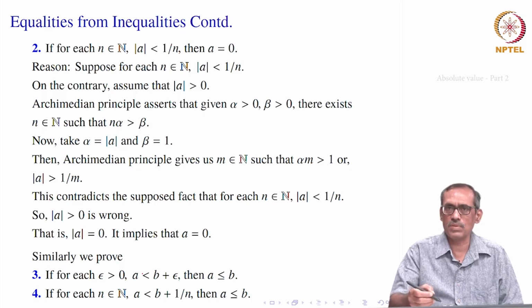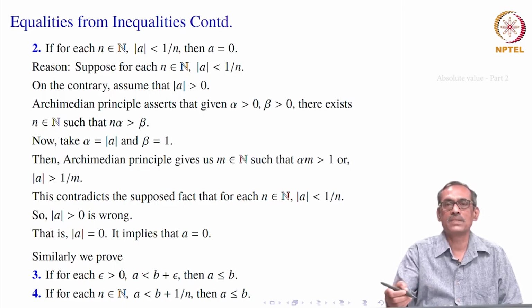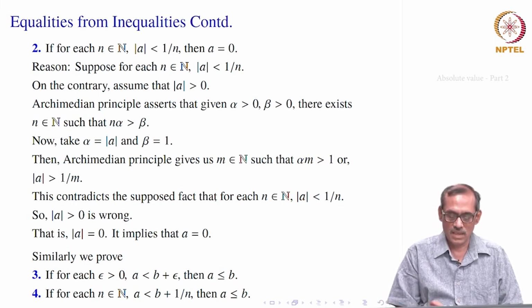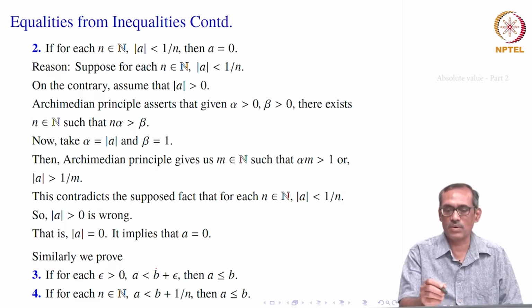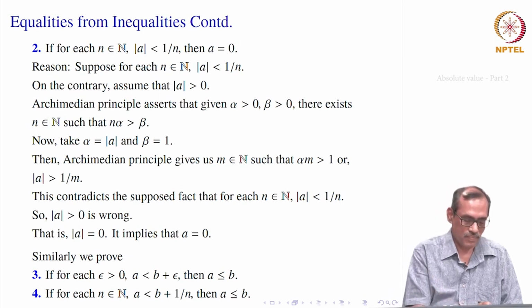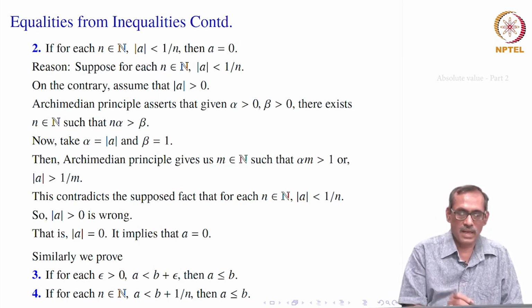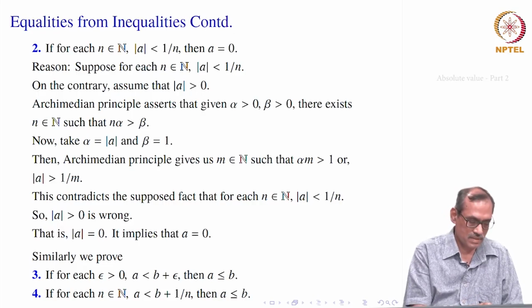One of these forms will be useful for showing that something is equal to something, or something is less than or equal to something, whereas we can produce only less than. A is less than this, mod A is less than this, only that we are able to prove. So, in that case we can use this and conclude that A is equal to B or A is less than B and so on. So, these are about equalities and inequalities.